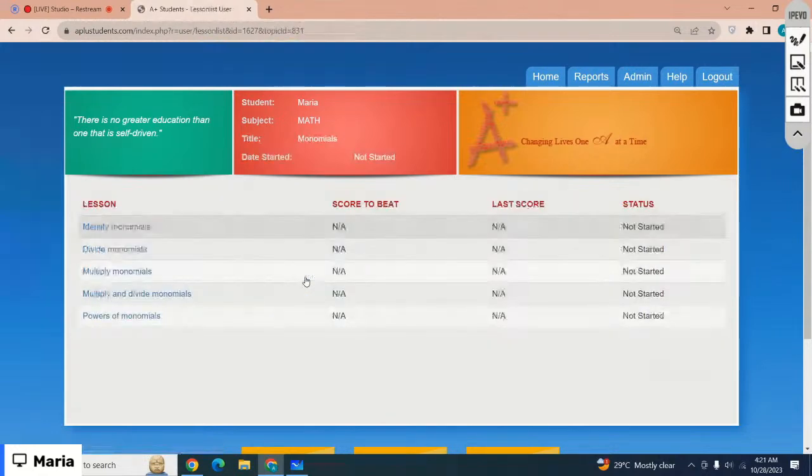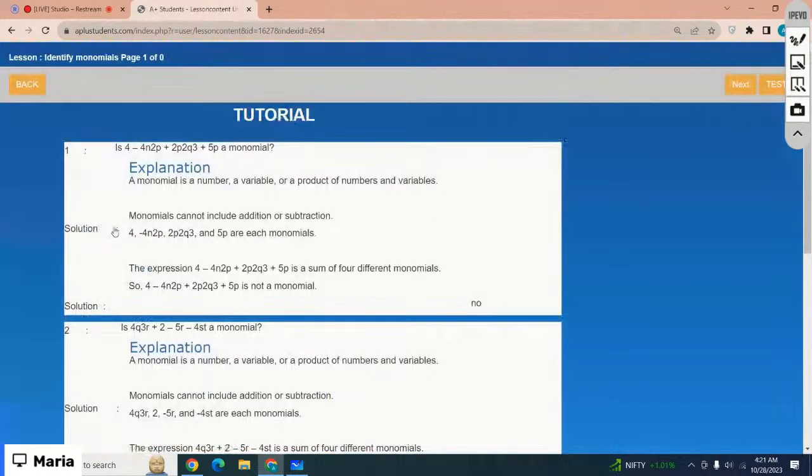Okay, here is monomials. Mono means one, right? So a monomial is a number, a variable, or a product of numbers and variables, right? Monomials cannot include addition or subtraction signs. So in the expression 4 minus 4n square p plus 2p square q cube and 5p, that is a sum of four different monomials, but collectively this is not a monomial.